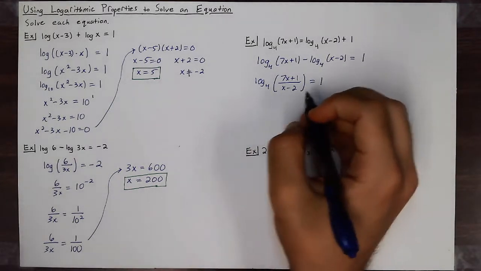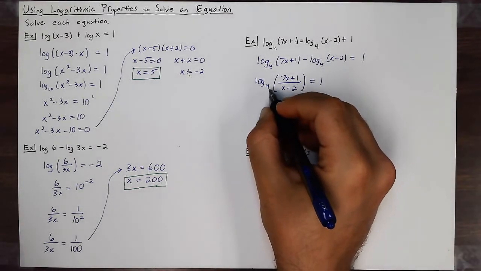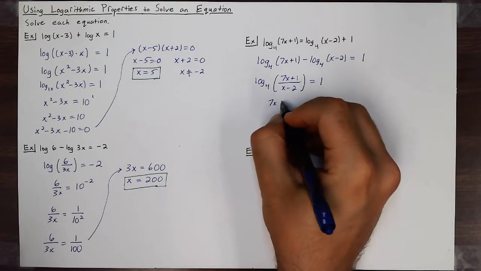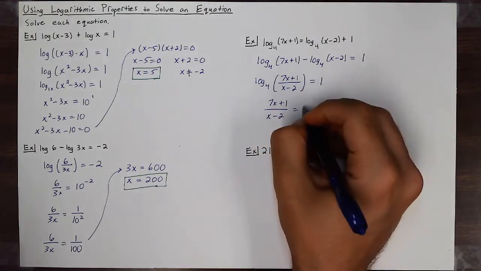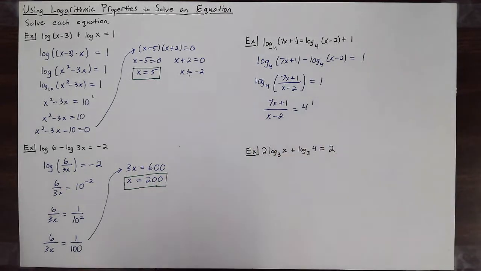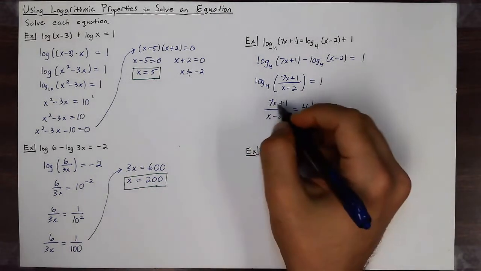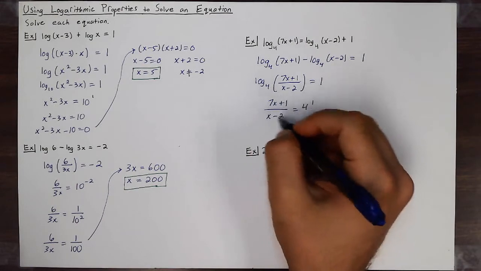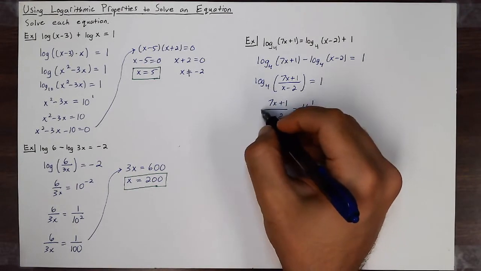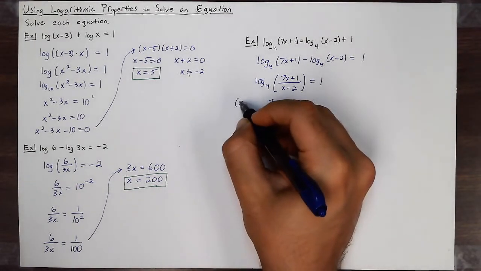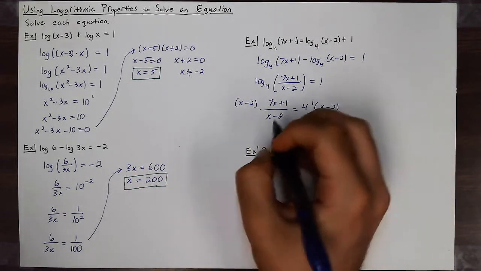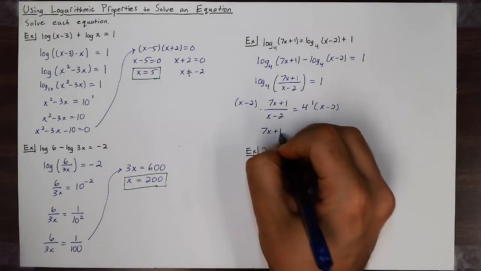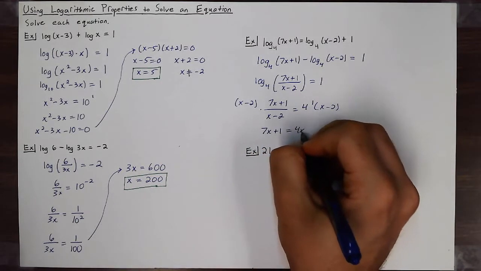And then we'll rewrite this in exponential form. So this will be 7x plus 1 over x minus 2 equals 4 to the first power, which is just 4. And over here, just so I can solve this equation, I need to multiply each side of my equation by x minus 2 to get that out of the denominator. Leaving me with 7x plus 1 is equal to 4x minus 8.